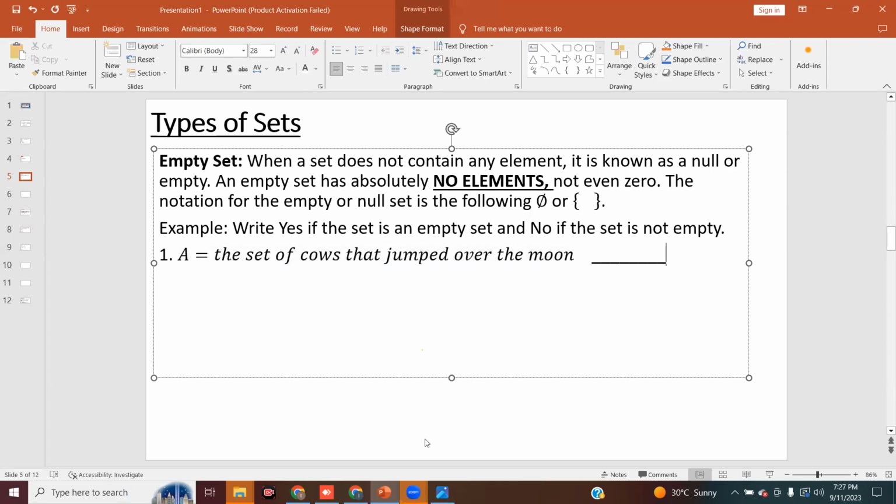So the set of cows that jump over the moon, is that an empty set or does it have elements inside of it? It has elements. This set A, the set of cows that jump over the moon? No, sir, that's an empty set. Why is it an empty set? They didn't give an amount. No elements. What cows jump over the moon?